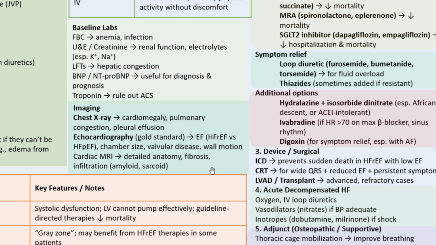We can do an ECG to rule out arrhythmias. We can do thyroid function tests because of what we talked about, B12 assays and all those, but those are not cardiac specific.